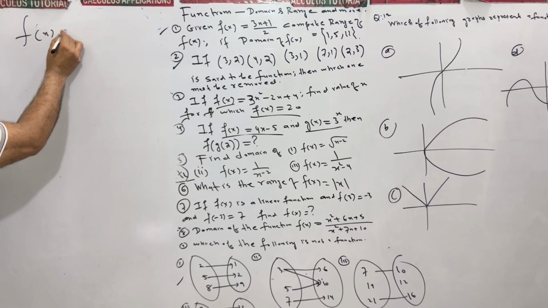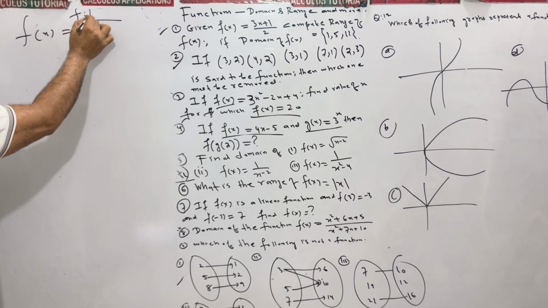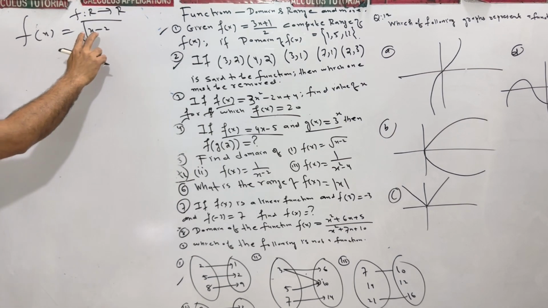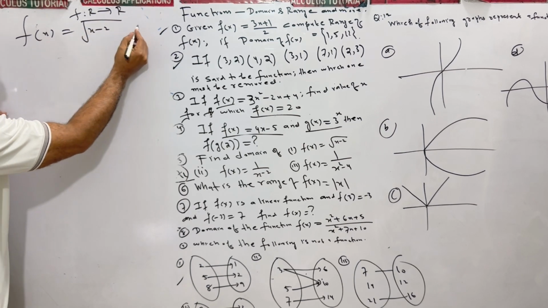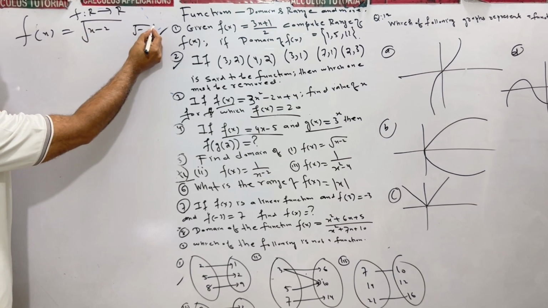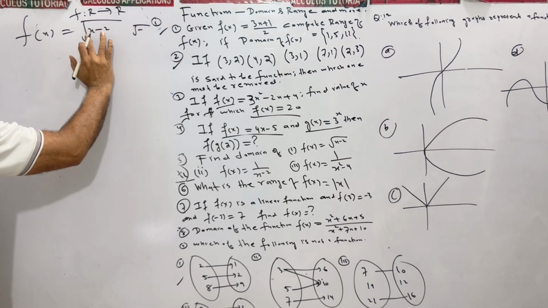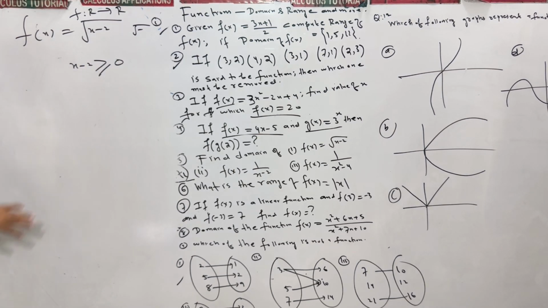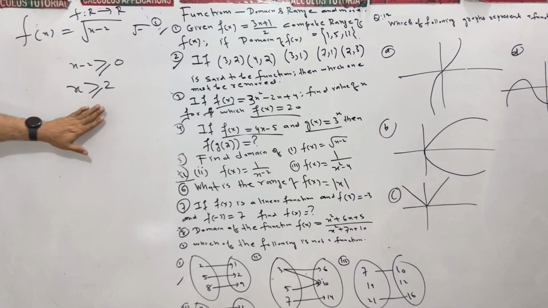f of x is root x minus 2. Otherwise stated, these are real valued functions. A square root can never be negative. If there lies a minus sign in the root, then it's equal to iota, which means a complex number. We are dealing with real numbers. It means we need x minus 2 greater than or equal to 0, or x is greater than or equal to 2. That is our domain.